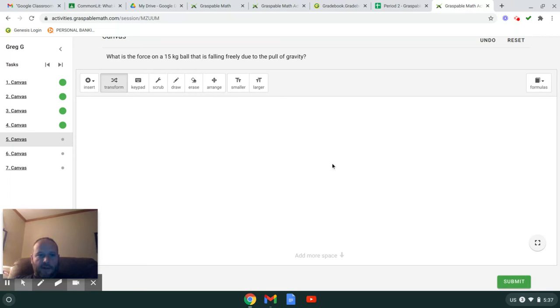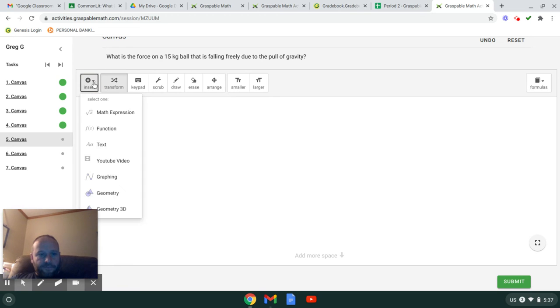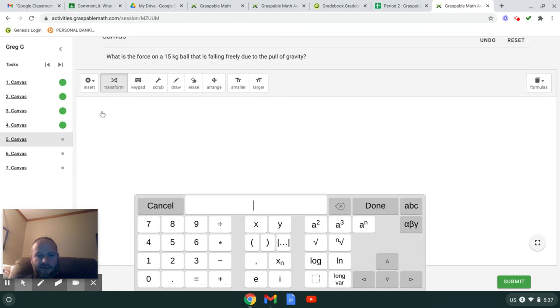Now in this problem, it's going to have you start to do more and more on your own. It says, what is the force on a 15 kilogram ball that is falling freely due to the pull of gravity? First thing I want to do is write down or create an inventory. In this section over here where it says insert, you're going to insert a math expression.